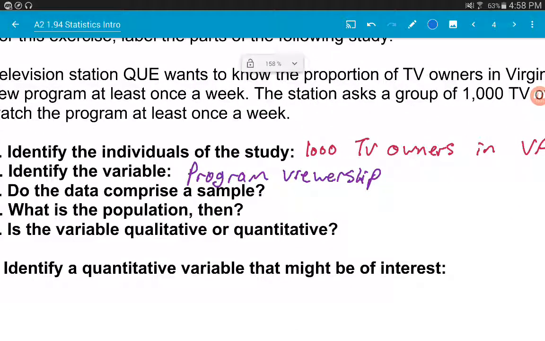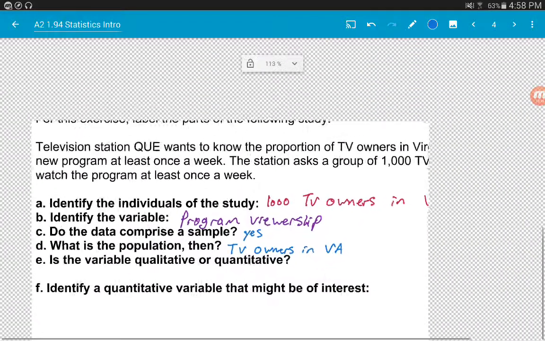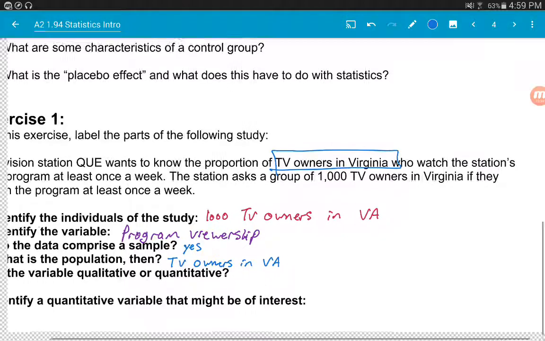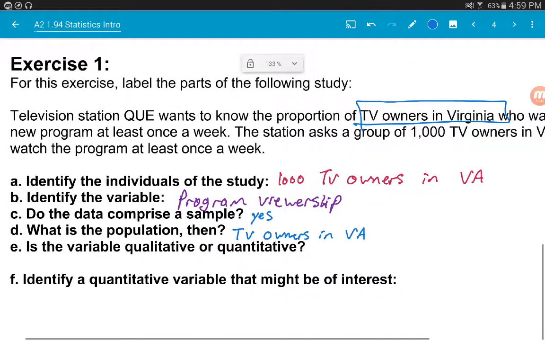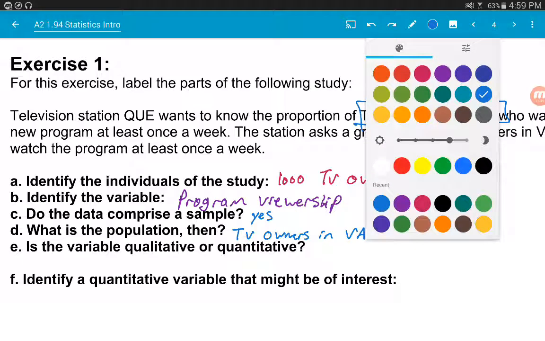Do the data comprise a sample? Yes, I'm not surveying everybody, so yes, it's a sample. What is the population then? We are trying to say something about television station QUE's proportion of TV owners in Virginia. That's the population we're interested in. We could only survey 1,000 of them, but that's the group that we want to talk about, that we want to say something about. Is the variable qualitative or quantitative?